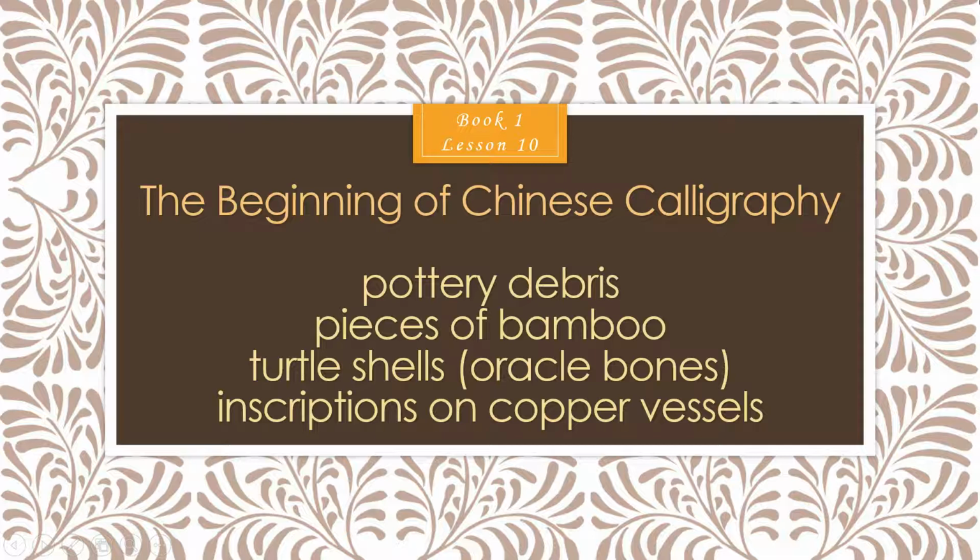According to archaeologists, the symbols of Chinese characters first appeared on pottery debris over 3,000 years ago. After that, more and more Chinese pictographs were discovered on pieces of bamboo and turtle shells, oracle bones. Inscriptions on copper vessels were also unearthed, which helped us understand the changes in Chinese calligraphy art.